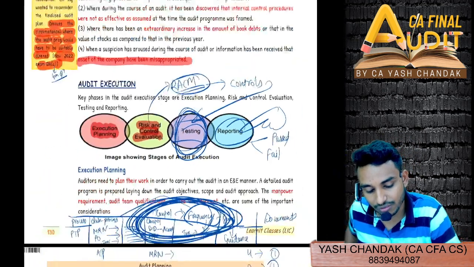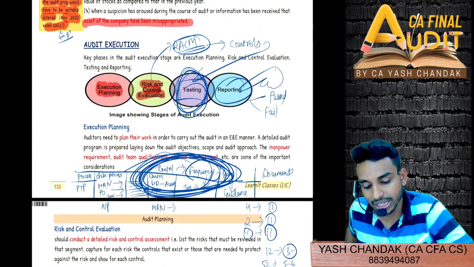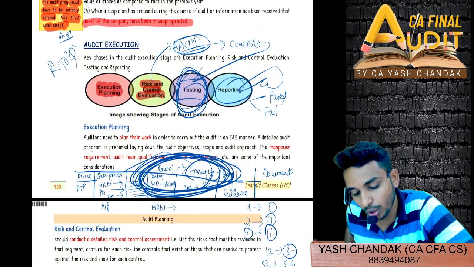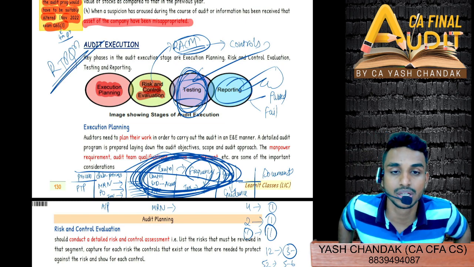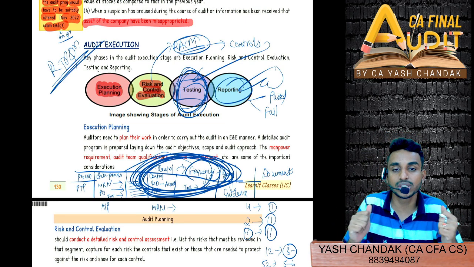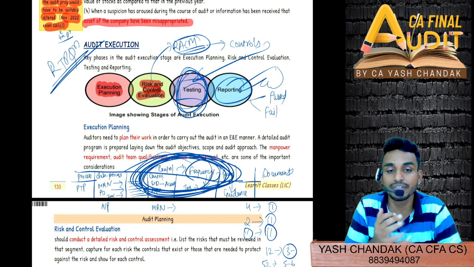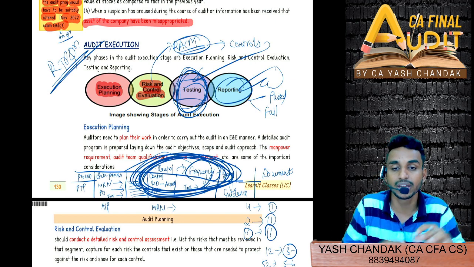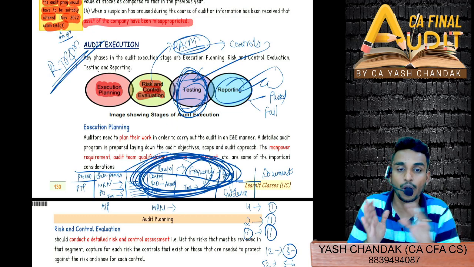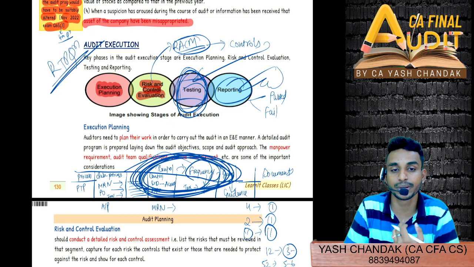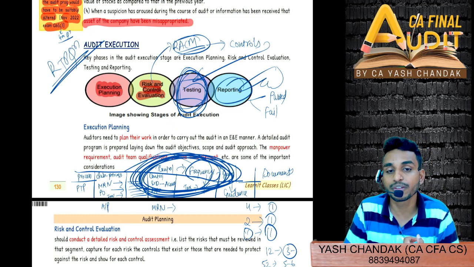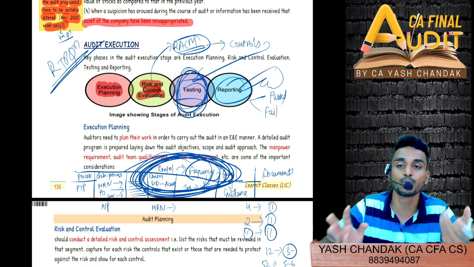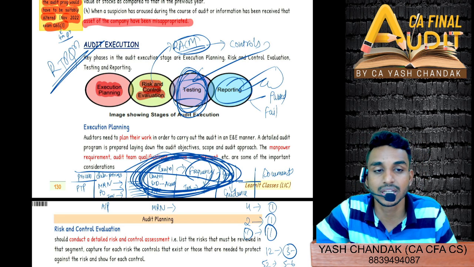Getting to the stages of audit execution. This is also an RTP question, important. Stages of audit execution. Firstly, we'll plan the execution. Then we'll prepare the risk and control evaluation, RACM, risk assessment and control matrix. Matrix means a tabular format where everything is specified, right? Then you will perform the testing of the controls, and lastly, reporting. Easy, sequential.